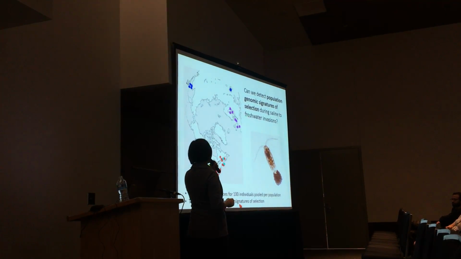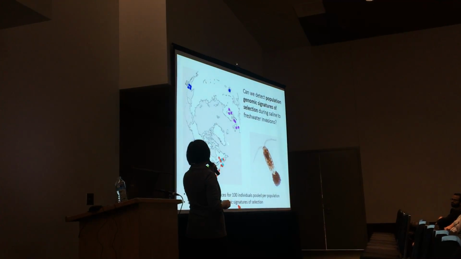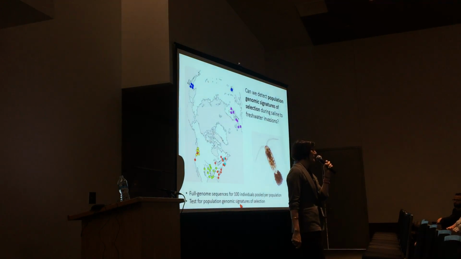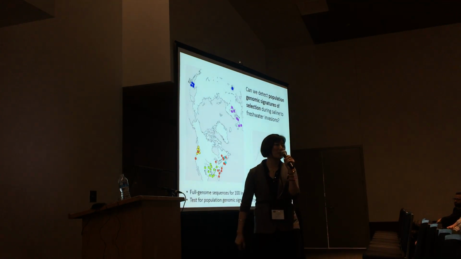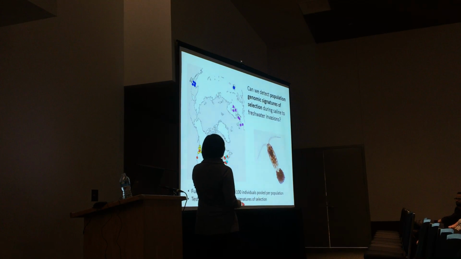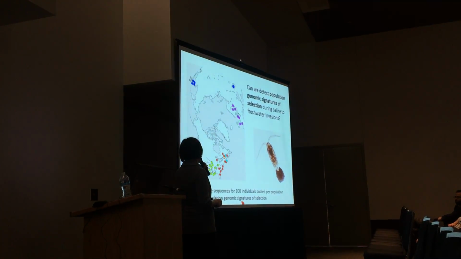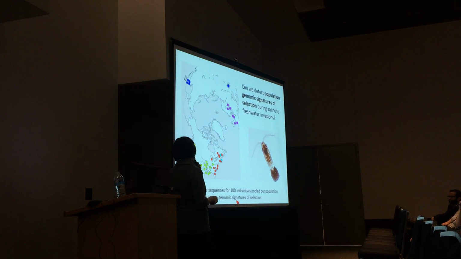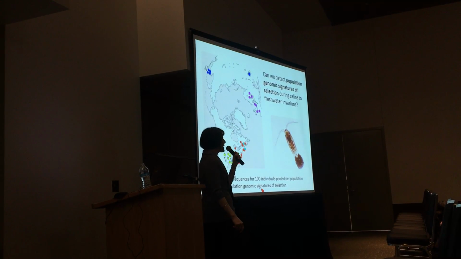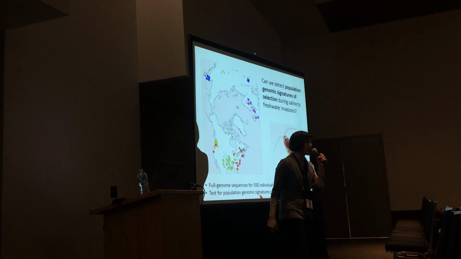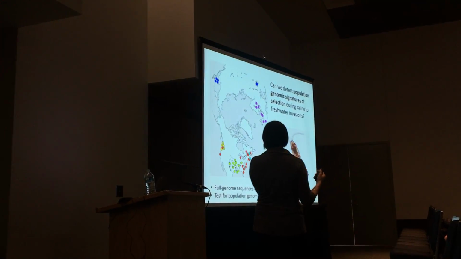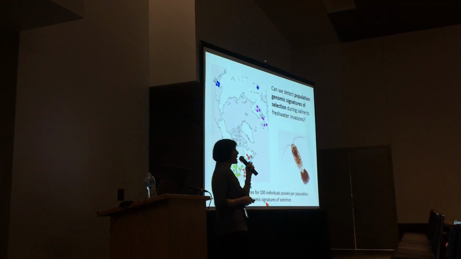But then the question is, could we detect population genomic signatures of selection during invasions from saline into freshwater habitats at the population level? In order to address that question, we performed a population genomics study where we conducted full genome sequencing for 100 individuals pooled per population for saline and freshwater populations, in replicate across independent invasions in 3 genetically distinct clades. And we tested for population genomic signatures of selection by looking for distinguishing SNP allele frequency differences between populations and looking for FST outliers.